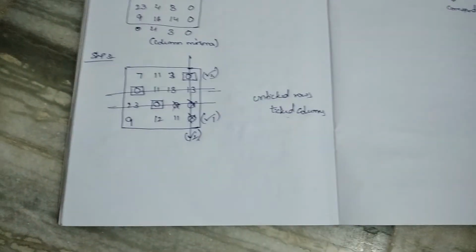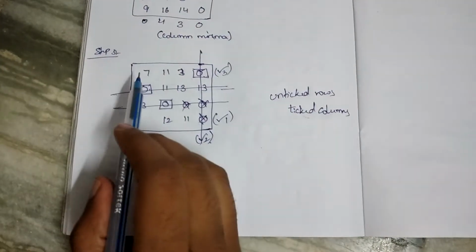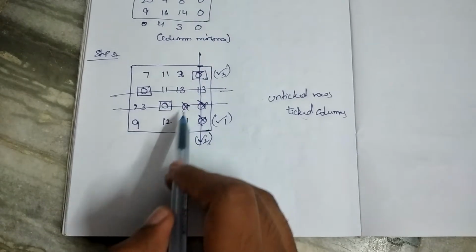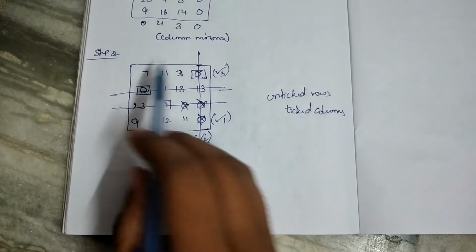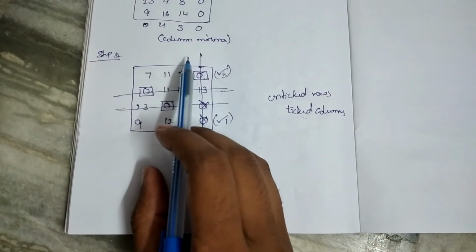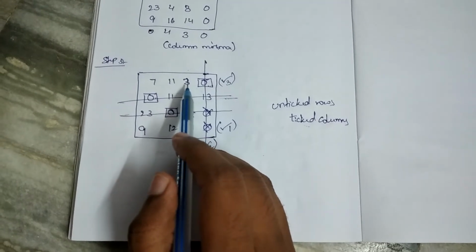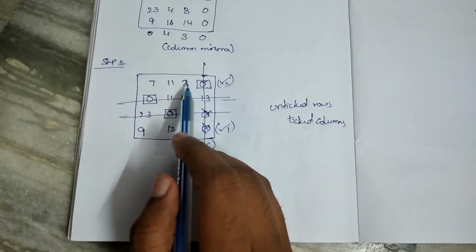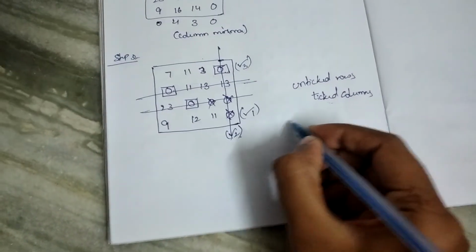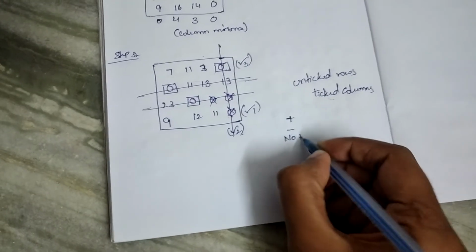After finding the loop, we have to find the minimum value from the remaining numbers. In these remaining numbers, which value is the minimum? 7, 11, 3, 9, 12, 11. 3 is the minimum value. So after finding the minimum value from the remaining values, we have to do 3 things: add, subtract and no touch.